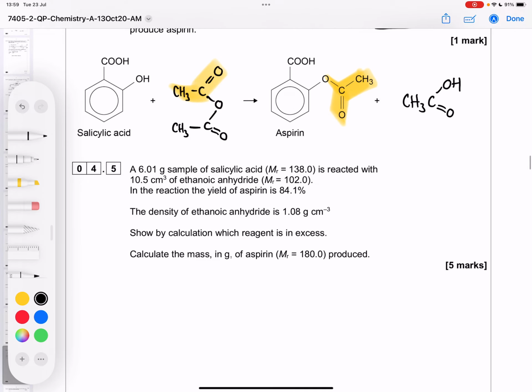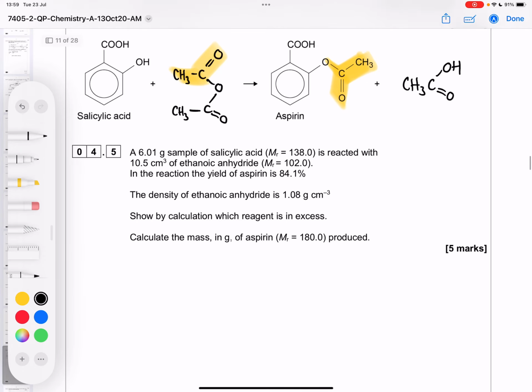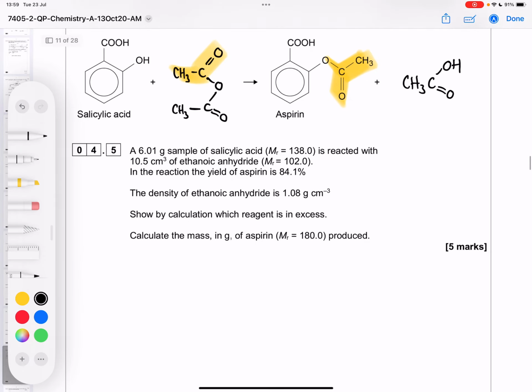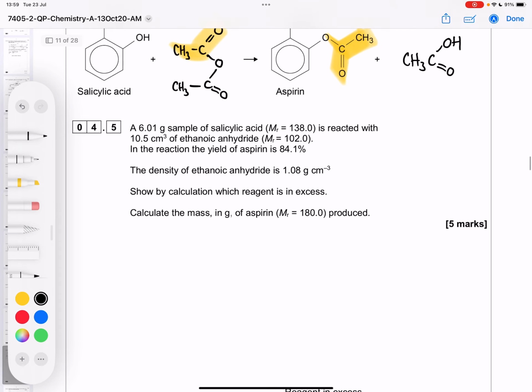A 6.01 gram sample of salicylic acid is reacted with 10.5 centimetres cubed of ethanoic anhydride. In the reaction, the yield of aspirin was 84.1%. The density of ethanoic anhydride is 1.08 grams. Show by calculation which reagent is in excess. So let's do moles of salicylic acid first. 6.01 over 138. So we type that into our calculator and get 4.36 times 10 to the minus 2 moles.